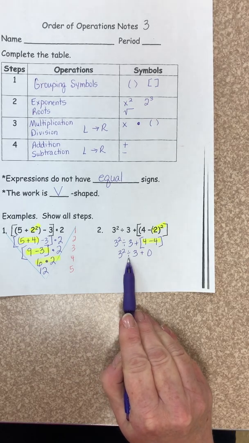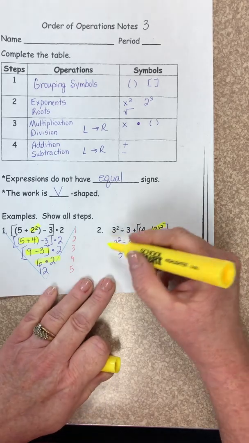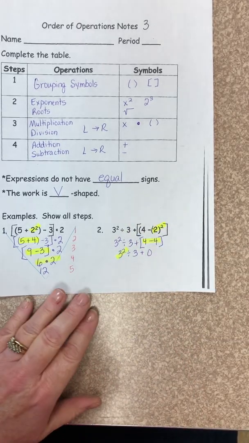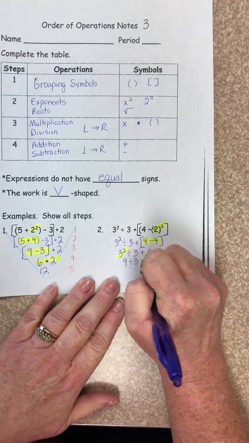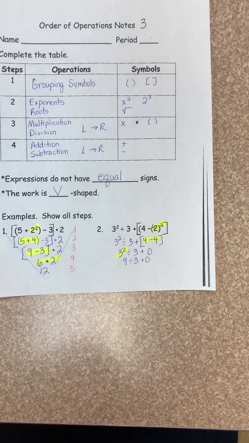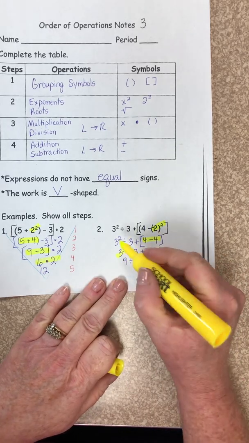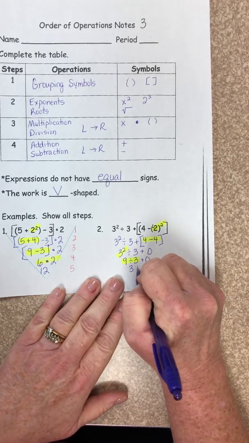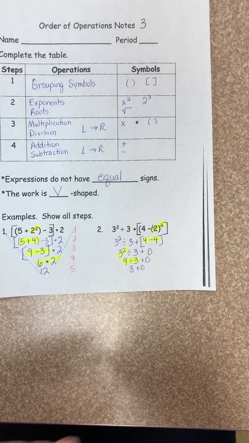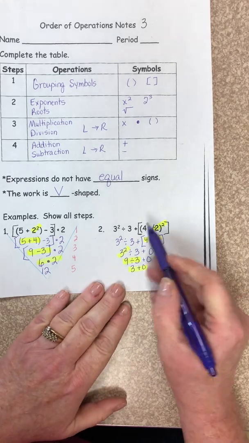Now I have an exponent, division, and addition. The exponent will come next because that's step 2. 3 squared is 9. Now let's bring everything else down. I have 2 things left to do, and that's divide or add. Division is step 3, addition is step 4, so we're going to divide first. 9 divided by 3 is 3. Bring everything else down. All I have left to do is add. 3 plus 0 is 3.